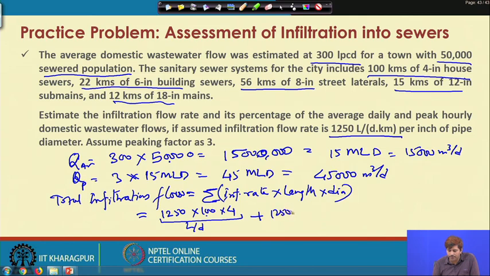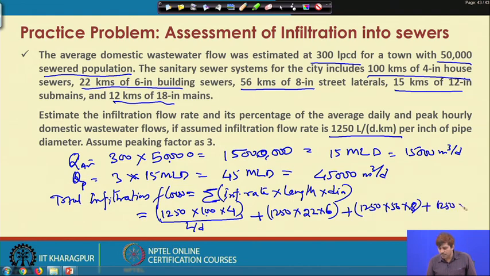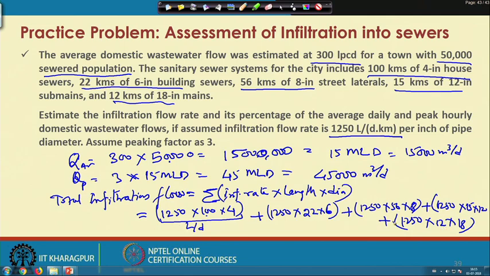Similarly, we will have 1250 into 22 kilometers of 6 inch, so 22 into 6, plus the third size, 56 kilometers of 8 inch, so 1250 into 56 into 8, plus 1250 into 15 into 12 for 12 inch pipe, plus 1250 into 12 kilometers into 18 inch pipe. Okay. We need to add all these up in order to get the total infiltration generated.